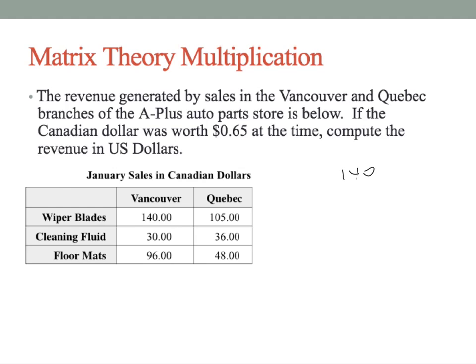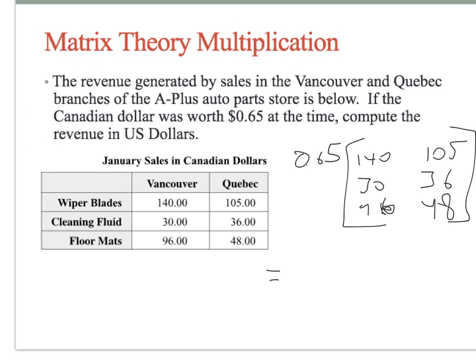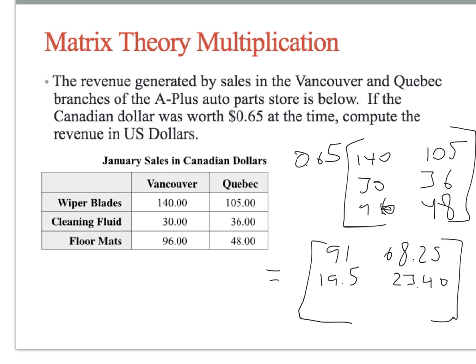So 140, 30, 26. Okay, and just scalar multiplication, so 0.65 times all of that. Alright, and that is going to come out to be, oops, we're going to get 91, 68, 25, 19.5, 23.4, 62.4, and 31.20. I have the zeros here because I'm talking about dollars. Alright, there's our new matrix.